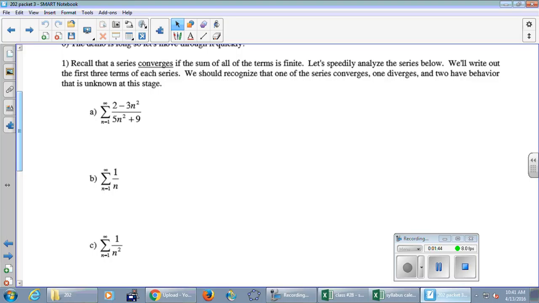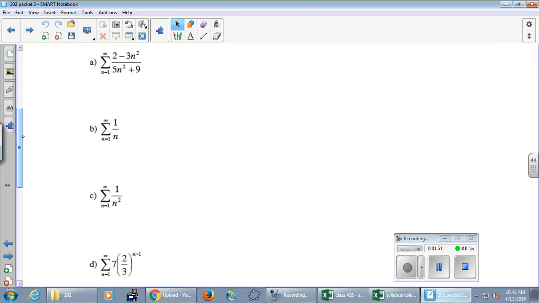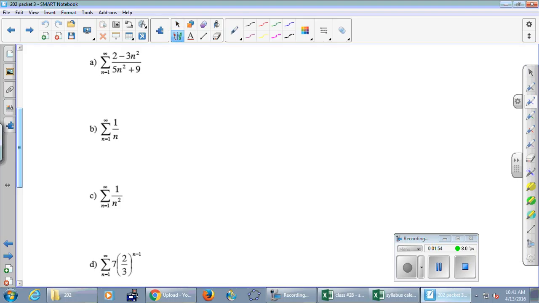All right, recall a series converges if the sum of all the terms is finite. We're going to quickly analyze the series below. We've got 4 of them to do. Let's give it a shot. We'll start off by writing the first 3 terms of each of these guys. So for part A, beginning by plugging n equals 1 in, what do we get? Over 14, super. And then the sigma means plus, and now we plug n equals 2 in.